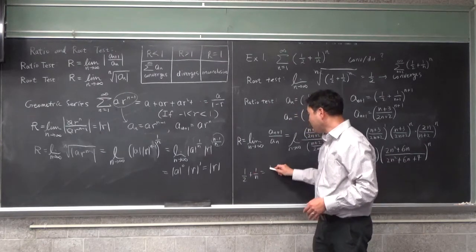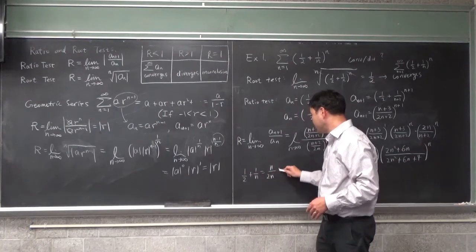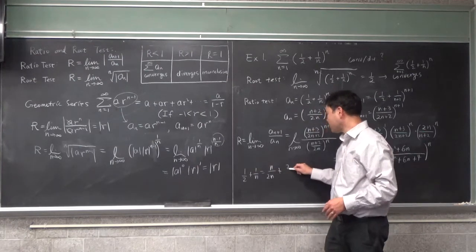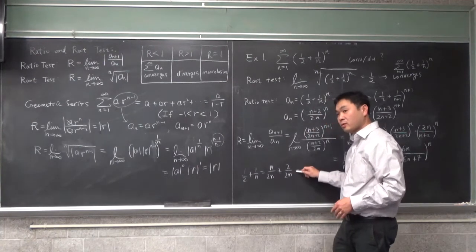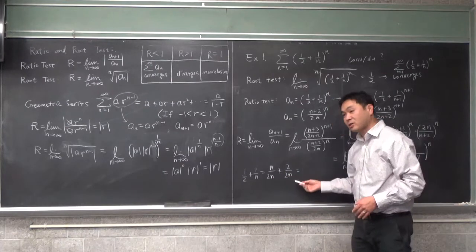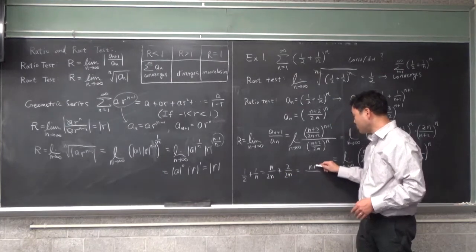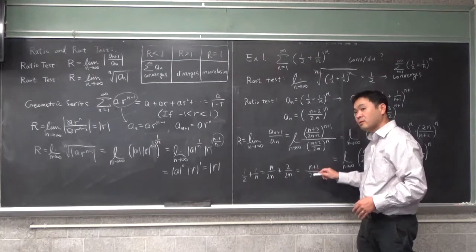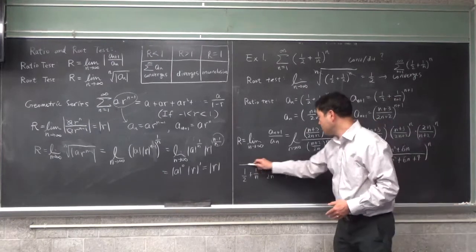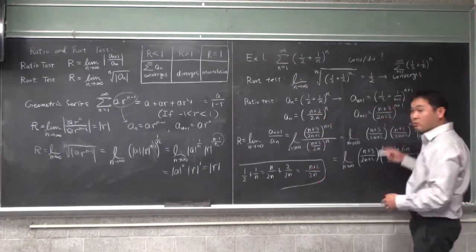I multiply n top and bottom, and 2 top and bottom. So you just did a common ratio? Yeah, now you have the common denominator, so you have n plus 2 over 2n. And I did the same here as well.